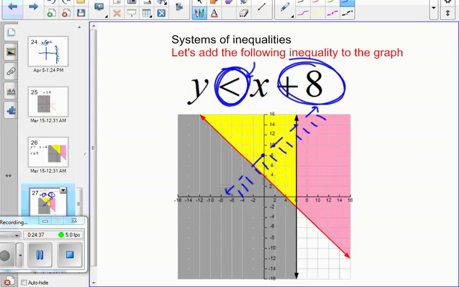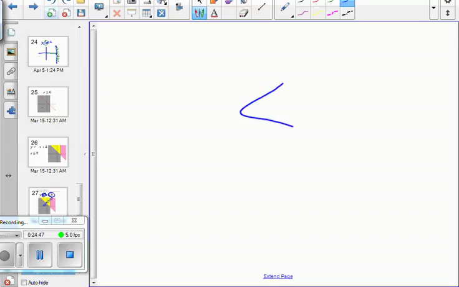Y is less than blah, blah, blah. All right, so Y is less than. This less than sign means shaded below. So if I just have a sign, does that mean below or above? Below. If the line is up and down like this, does that mean to the left or to the right of it? Less than means to the left.